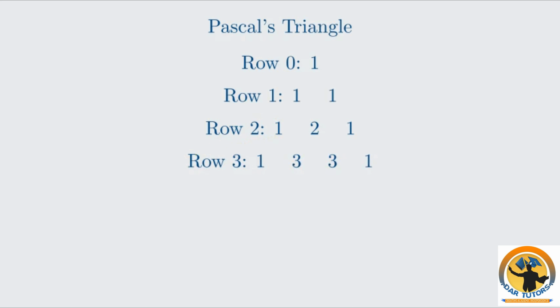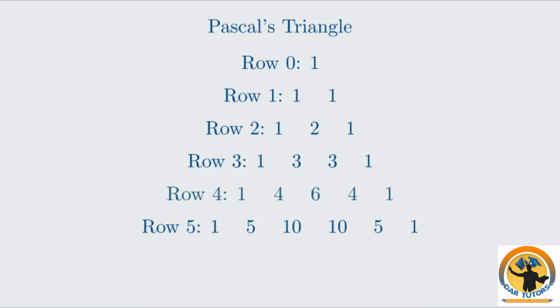This pattern continues indefinitely. To get the next row, you start and end with 1, and each inner number is the sum of the 2 numbers above it. So row 4 would be 1, 4, 6, 4, 1. And row 5 would be 1, 5, 10, 10, 5, 1.